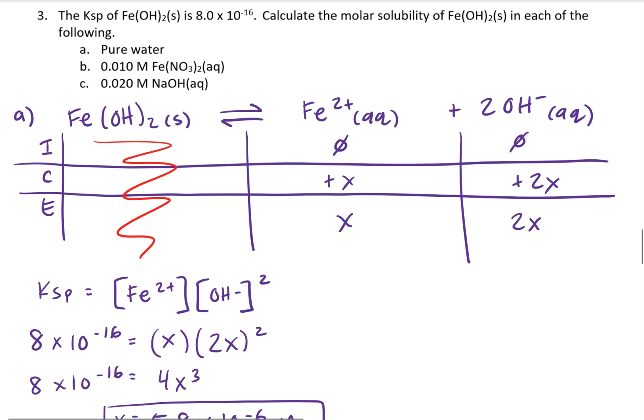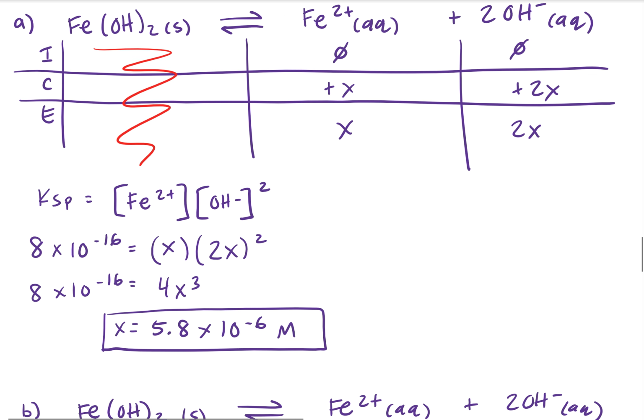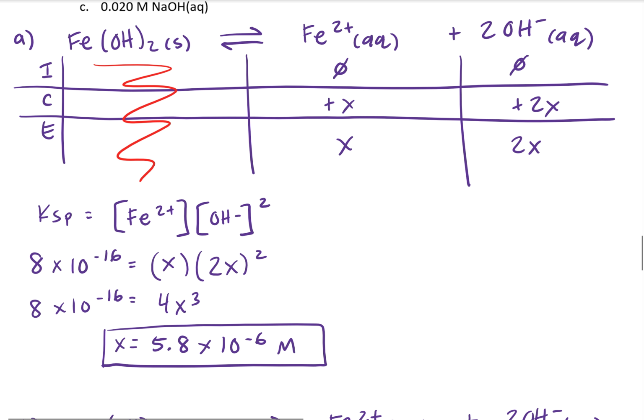Okay, you should have attempted number 3 on your own. Now for part A, you're calculating molar solubility when iron hydroxide is put into pure water. So your initial concentrations of the 2 aqueous ions is 0. You solve for X, and you get a value of 5.8 times 10 to the negative 6 molar. Feel free to hit pause and check your work.